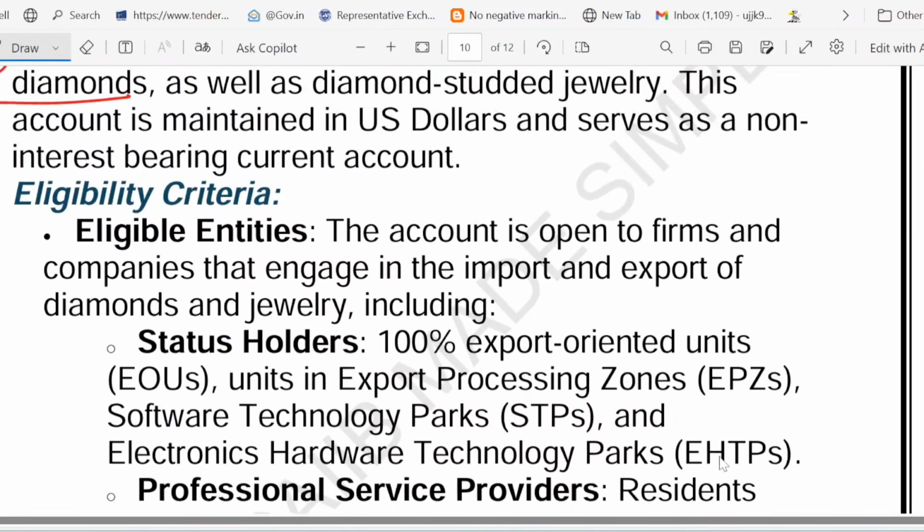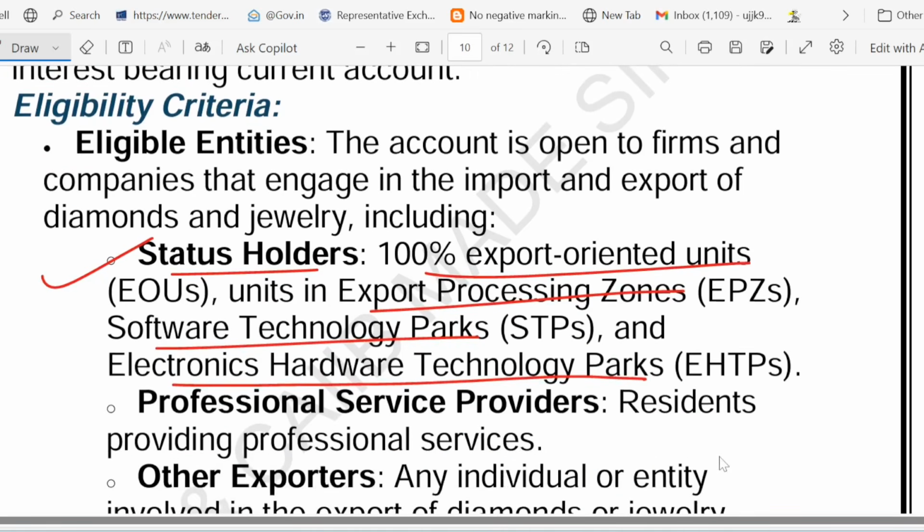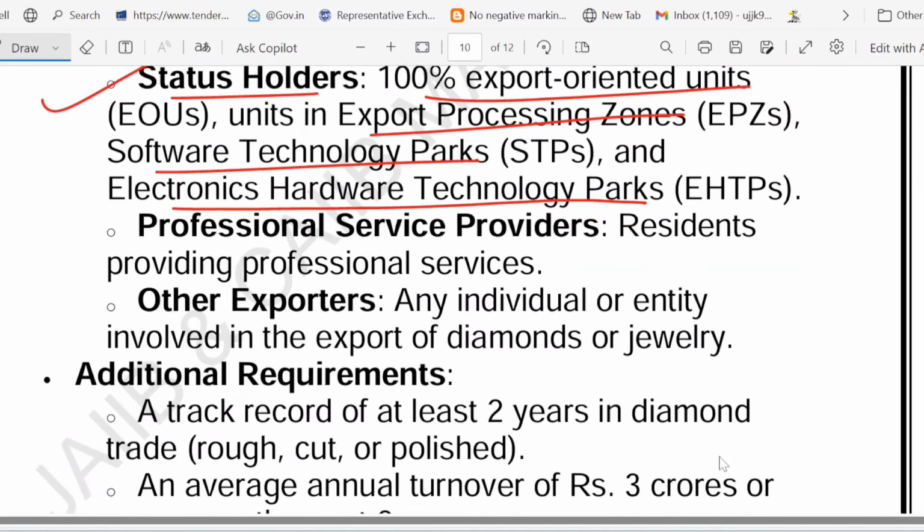Yes, you can see. A status holder, what does it mean? 100% export unit, 100% export oriented unit. They can open it. They are eligible. A status holders are eligible: either EPZ, meaning export processing zone, or STP, meaning software technology park, or EHTP, meaning electronic hardware technology park. Right? A 100% export oriented unit in EPZ, STP and EHTP is eligible to open this DDA.